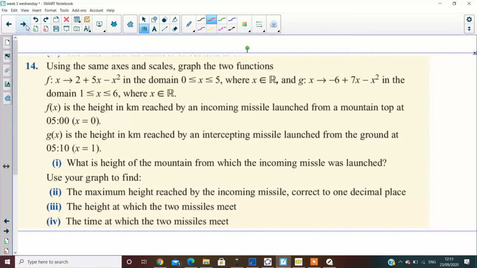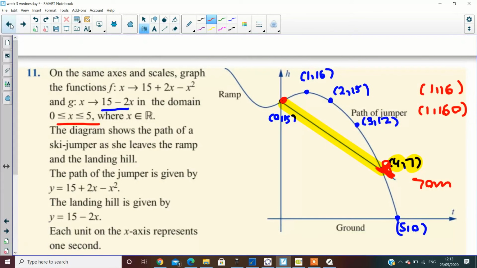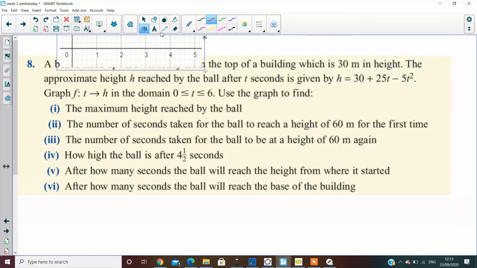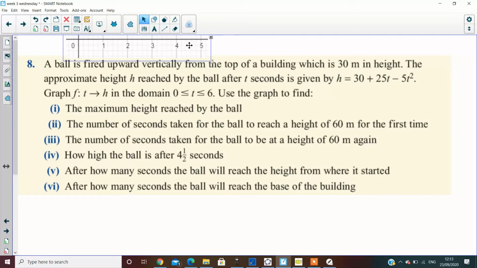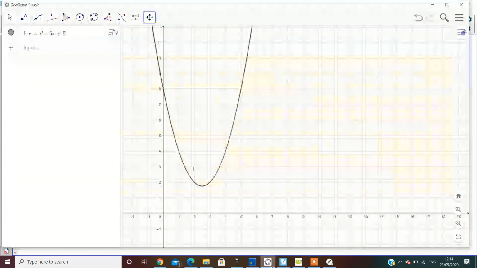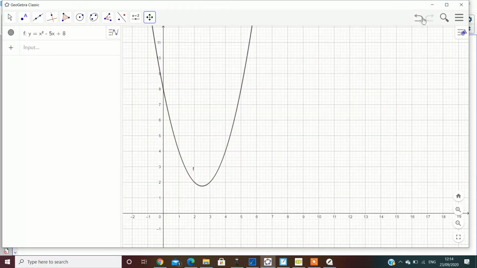Next one we're doing. Is that it? I did 11. Did I not do A? I didn't do A. All right. So, can somebody call out this equation to me in a second's time? 30 plus 25t minus 5t squared, okay? Going to do this again.